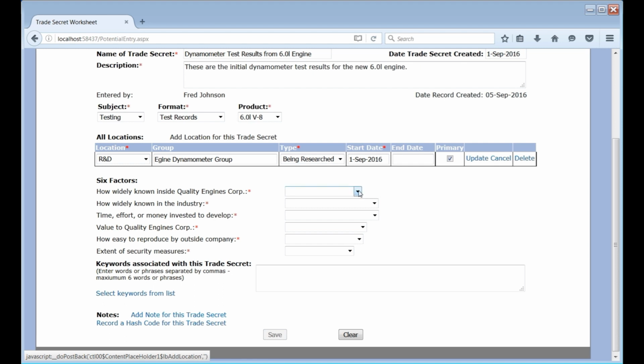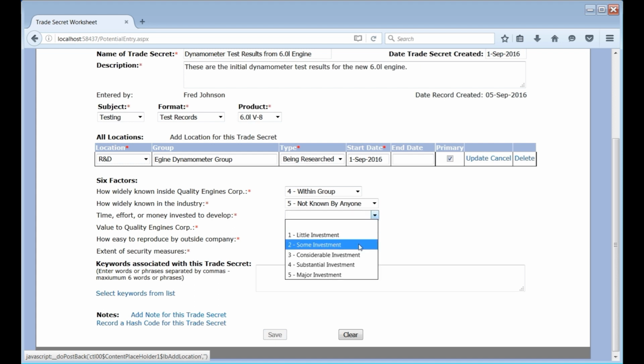So how widely known is this trade secret inside our company? And I'll say, well, the group knows it, the group that took the results. How widely known in the industry? Well, nobody knows our test results on our engine. That hasn't been published. That's not been shared with anyone. Time, effort, or money invested to develop? Well, this was some investment. I mean, we had to set up an engine on the test stand and hook it all up and do a bunch of test runs and adjust it and get everything ready that way. But it wasn't a big research project to do the testing.